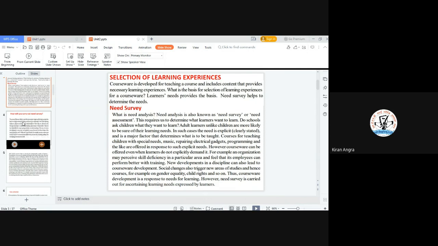Social changes also occur. They can create new areas of study. As you all know, artificial intelligence and machine design are new concepts. Robotics is a new concept. Surgeries are being conducted through them. So now new areas of study are coming, and you can think of creating courseware for that. Gender equality, child rights: you are understanding that day by day there are new laws coming. So courseware development will be a response to the need of the learning.